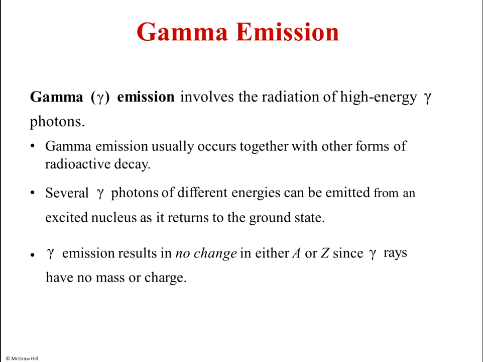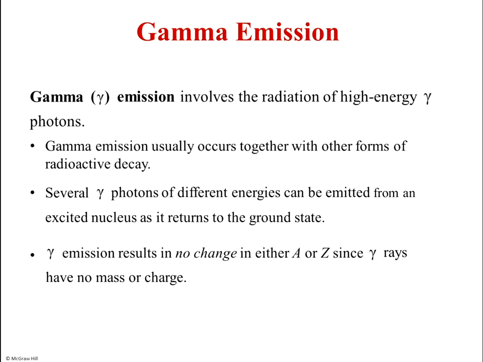Next, we have gamma emission. Gamma emission involves radiation of very high energies. So these are high energy photons, higher in energy than X-rays. Gamma emission usually occurs together with other forms of radioactive decay.